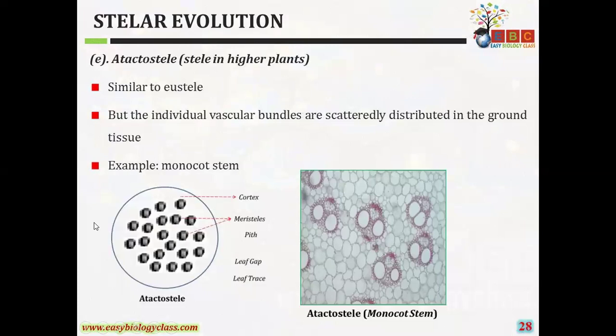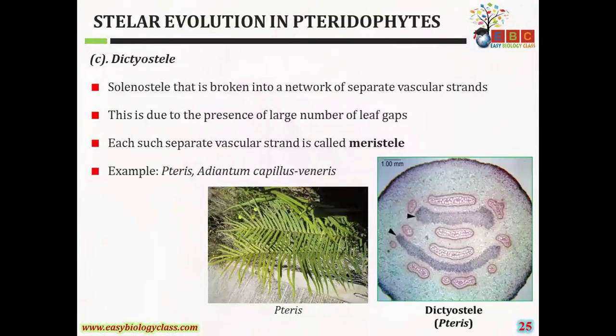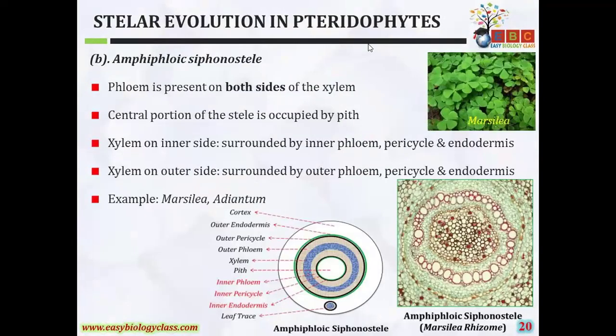Atactostele here means the vascular bundles are scattered in the ground tissue. Especially in monocot stems, when you take the transverse section, we can see many vascular bundles scattered in the ground tissue. Such a type of stele is called atactostele. An example is the monocot stem. I hope this is clear for you all. So this is about the different types of steles and how they have evolved.